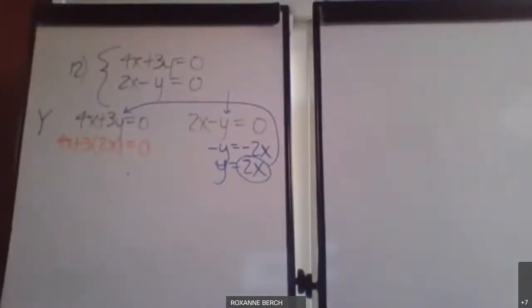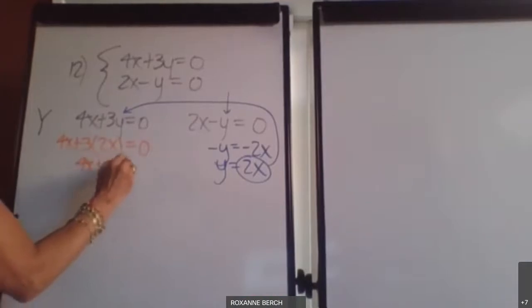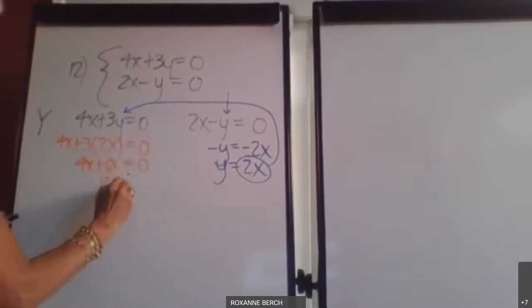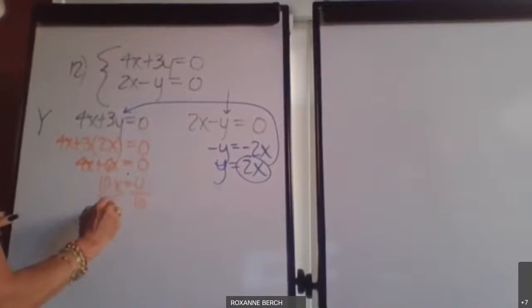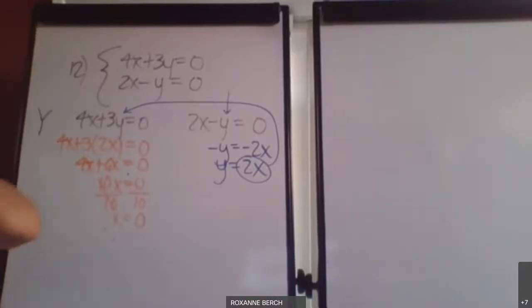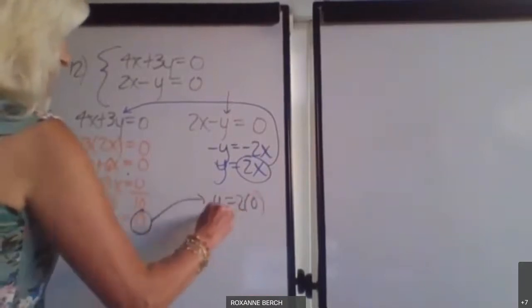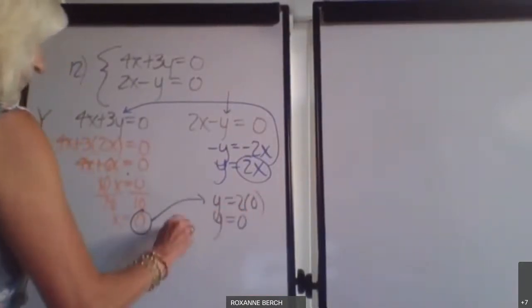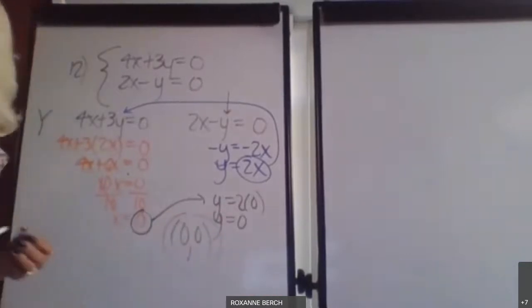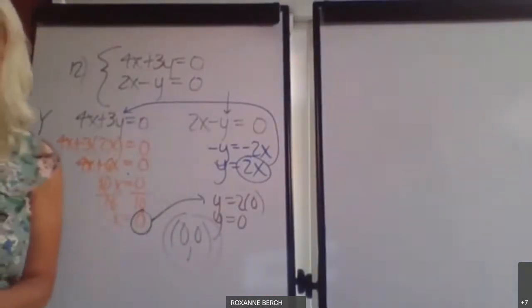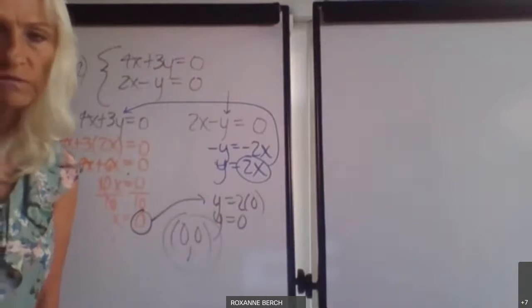All right. It looks like we had more people that time. So this is 4x plus 6x equals 0, so 10x equals 0. When you divide by 10, a 0 in the numerator is always 0. When you substitute this back in for x, you get 2 times 0, which is 0. So your ordered pair is 0, 0. Do you guys have any questions about solving using substitution?